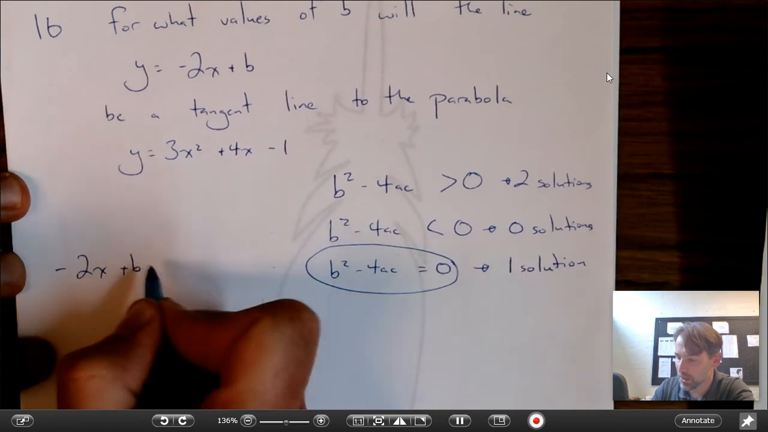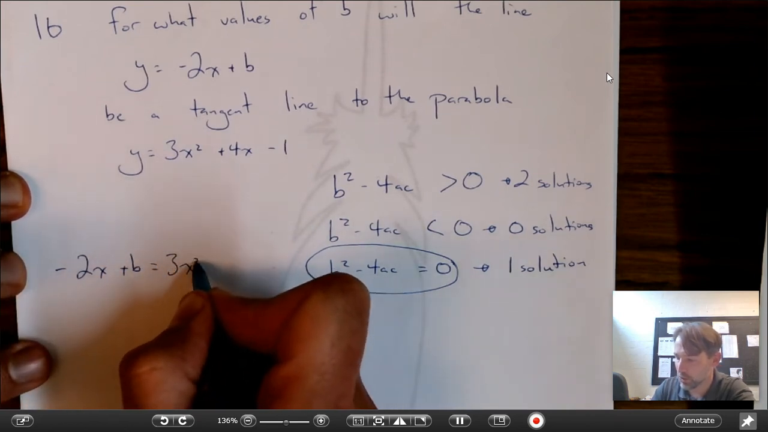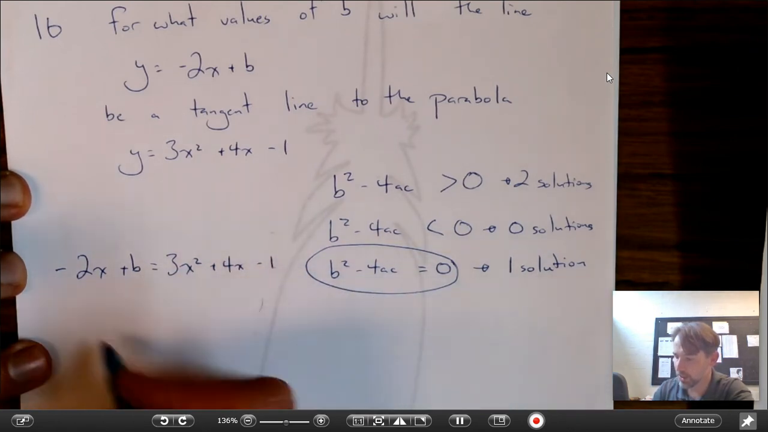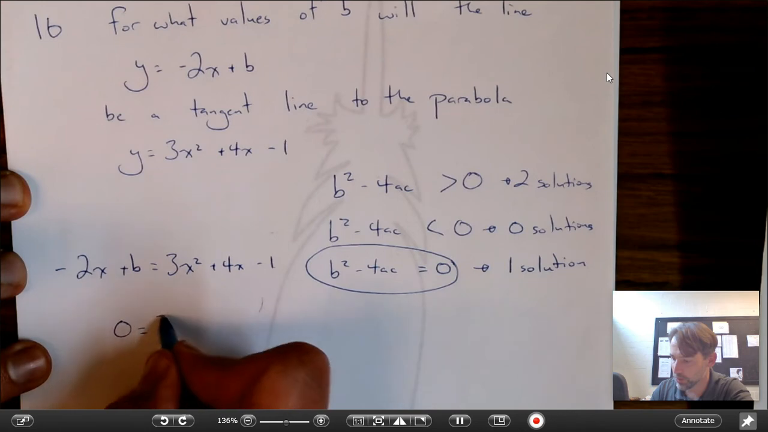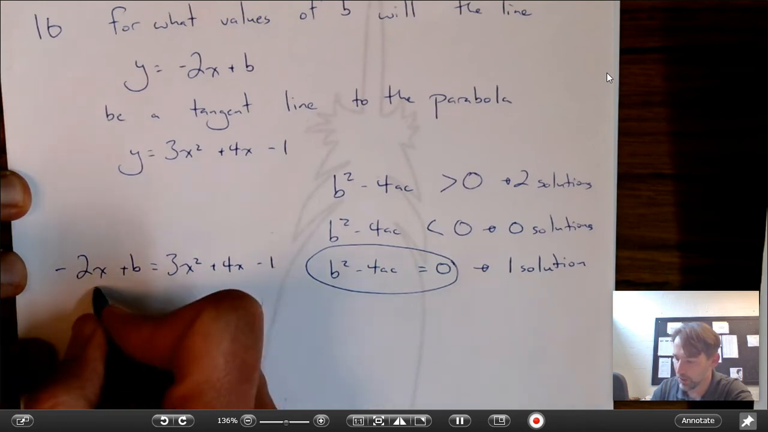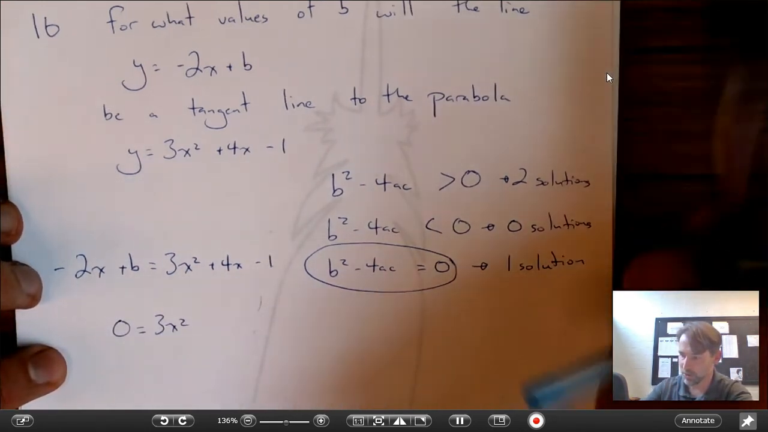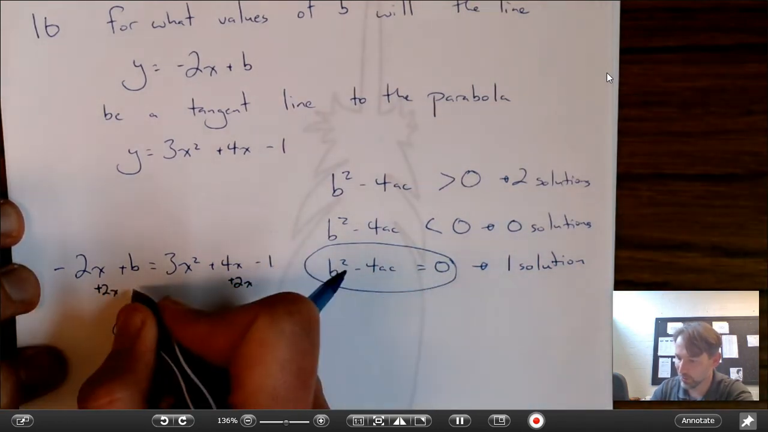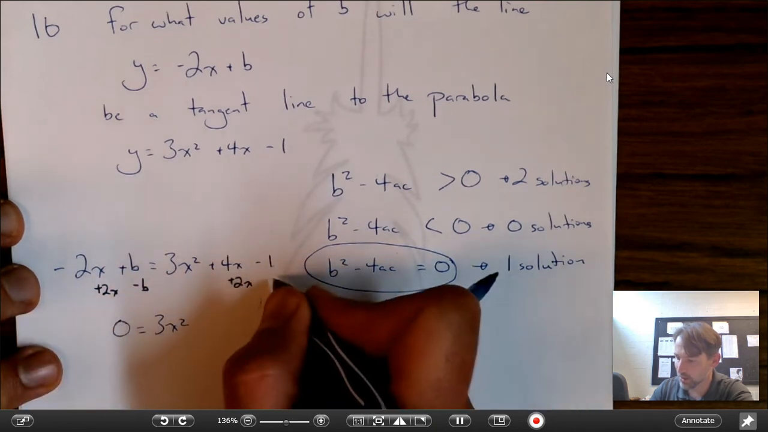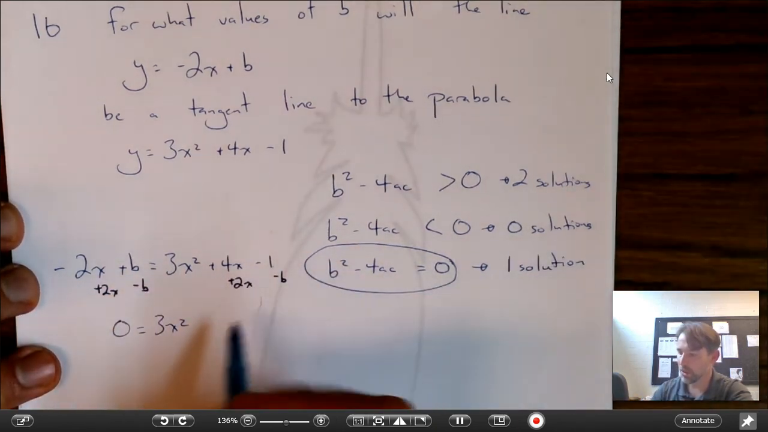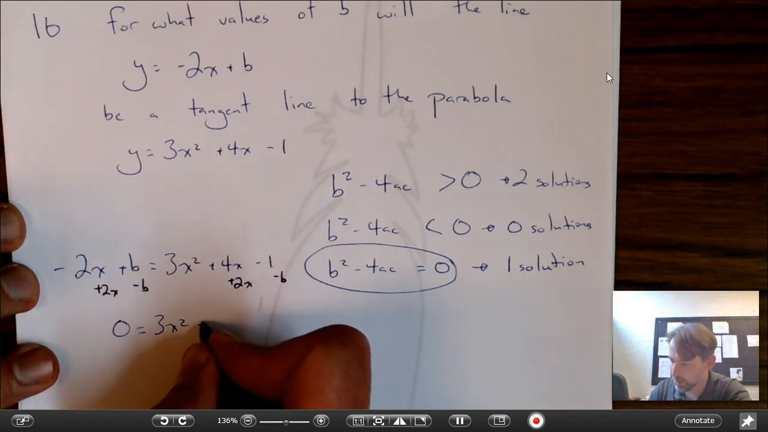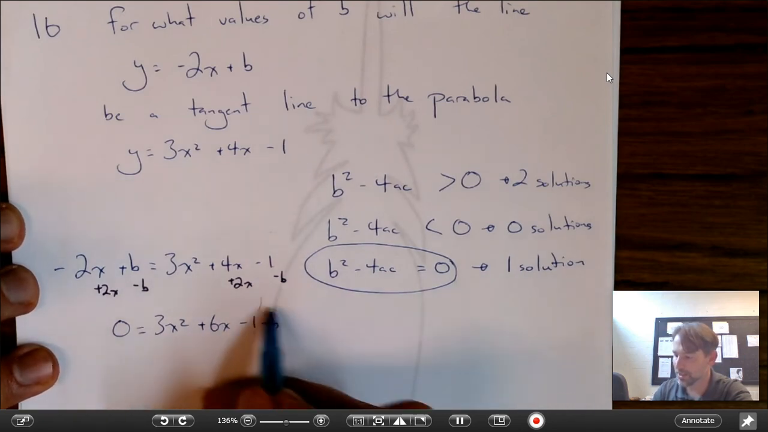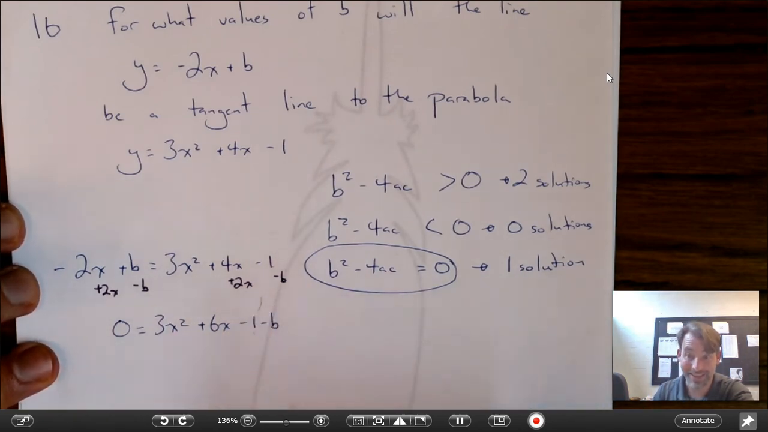-2x plus b is equal to 3x squared plus 4x minus 1. Okay, bring this down another line. 0 is equal to 3x squared plus 2x plus 2x. I was going to skip that, but I shouldn't do that. And minus b. Okay, so that's equal to plus 6x minus 1 minus b. Okay, there's my c right there. It is -1 minus b. Together, that's c.